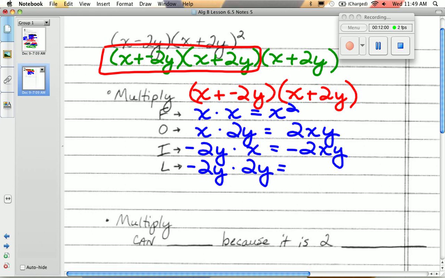And now we have a negative 2y times a positive 2y. Now, don't think that they cancel each other out, because we're not adding there. So what's a negative 2 times positive 2? Negative 4. And y squared, because y times y is y squared.